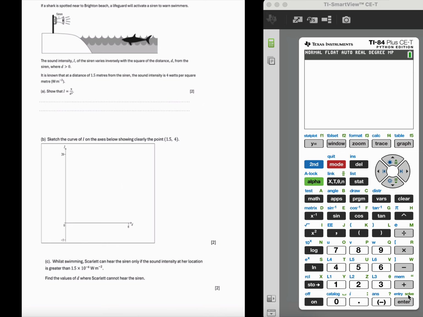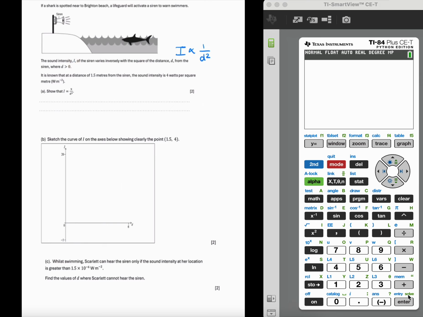We're talking about a shark and the alarm bell, or the siren, that goes off to warn swimmers. We're told that the intensity of the sound, which is notated as I, is inversely proportional to the square of the distance. So that means that I is proportional to the inverse of the square of the distance, and we would write that as 1 over d squared.